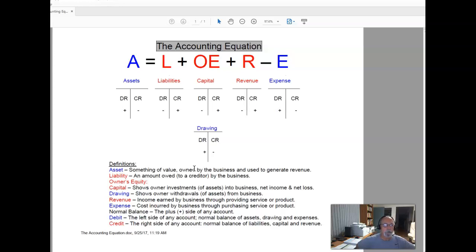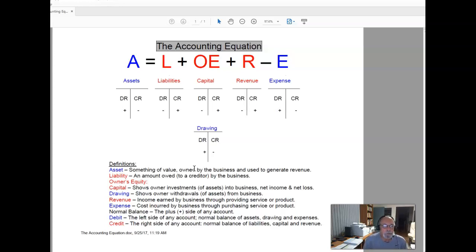Below that are the components of the equation written out: assets, liabilities. For owner's equity, we have both capital and drawing. Notice that capital is colored red and drawing is colored blue. And then, of course, we have revenue and expense. And then under those terms, we have what are called T accounts.